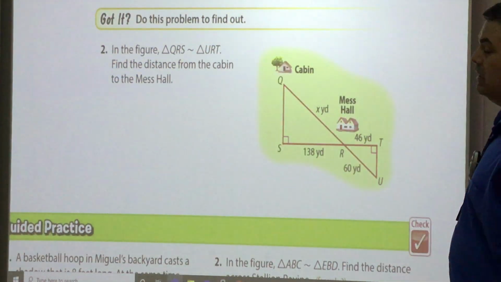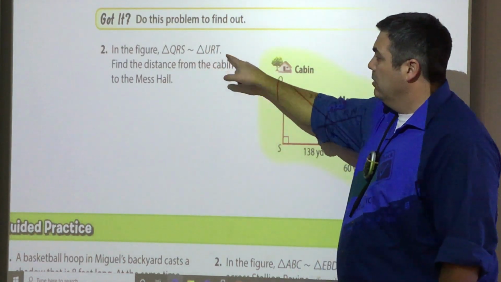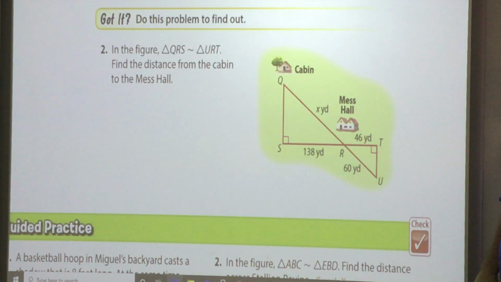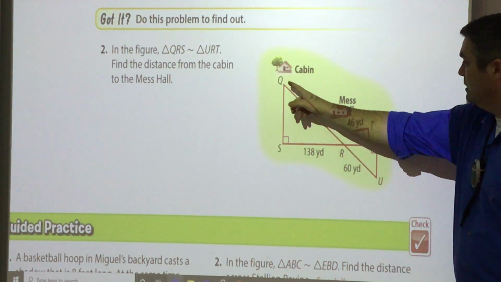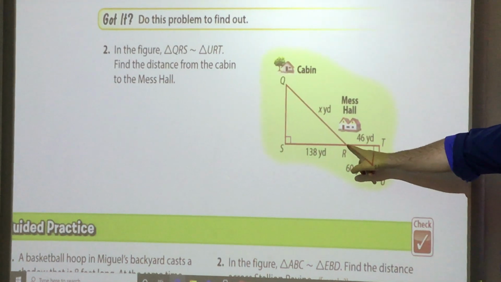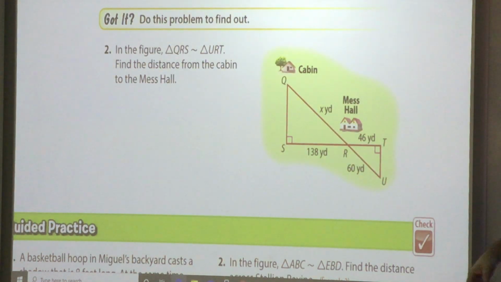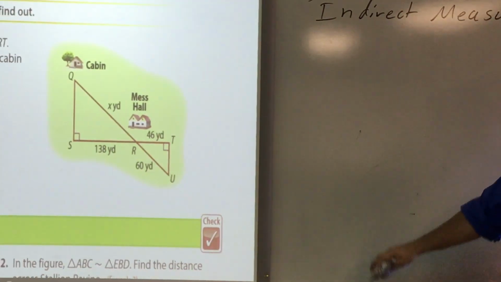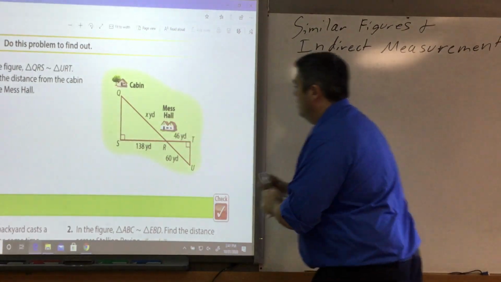Same thing here. They tell you, in the figure, triangle QRS is similar to triangle URT. Find the distance from the cabin to the mess hall. So we want to know from the cabin to the mess hall. We're looking for this Q to R, or the x. All we have to do is set it up. Guys, setting this up is the hardest part of this. That's where you'll make your mistake.